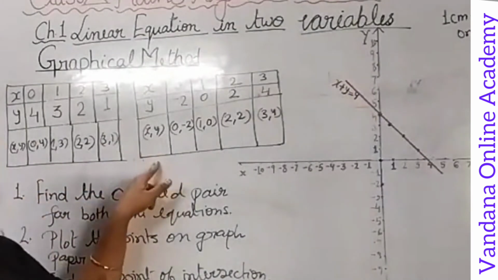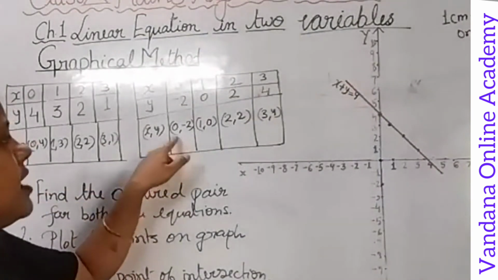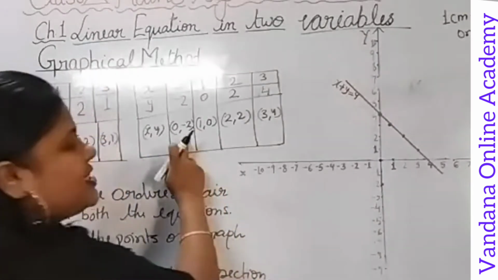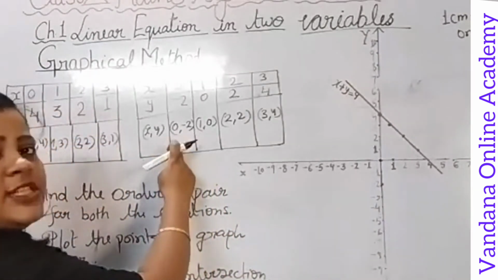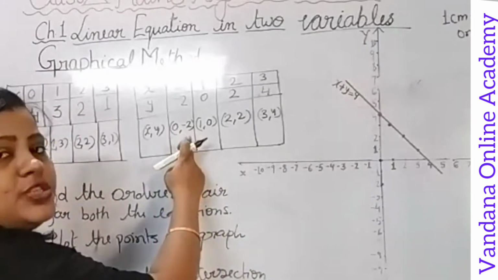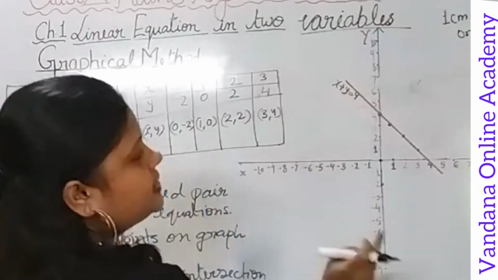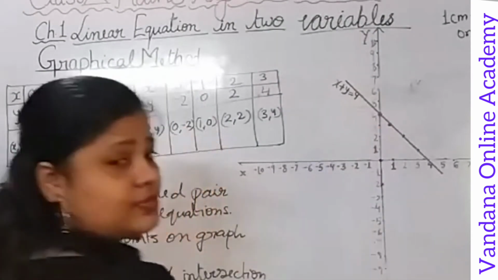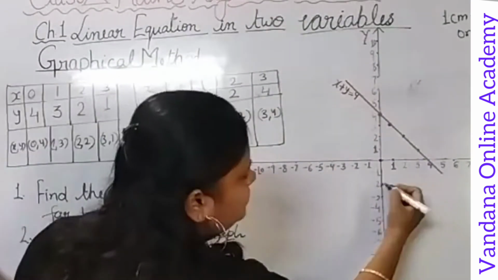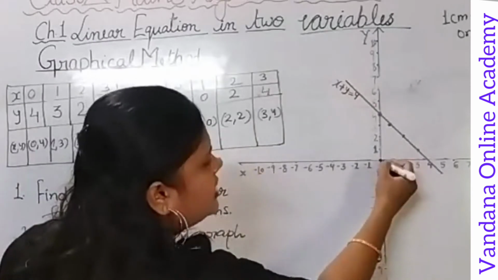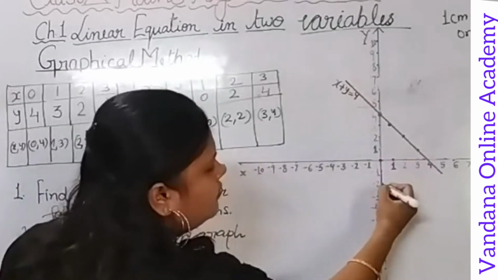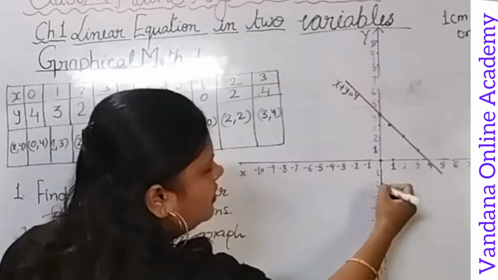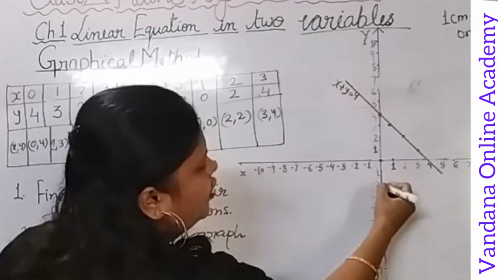Okay. Now for the second equation, we will plot the points. Here for the second equation, the ordered pairs are, first, 0 comma minus 2. So see here, minus 2 is there on the y axis. This is the x coordinate and the y coordinate is minus 2. So we will take minus 2 this side. This is our minus y axis. So here 0 is here and minus 2 is here. So we will get 1 point somewhere here. This is your first point.